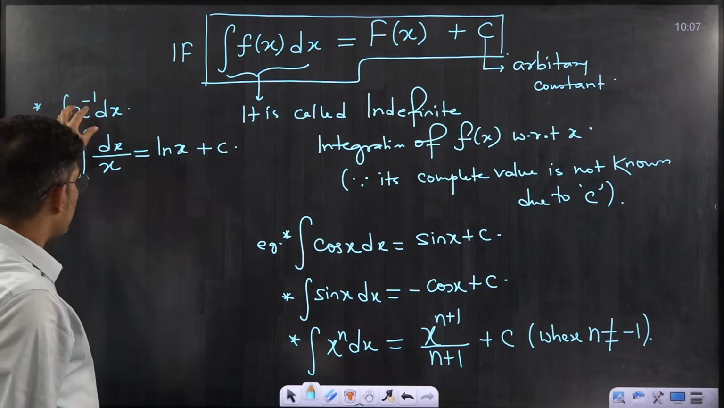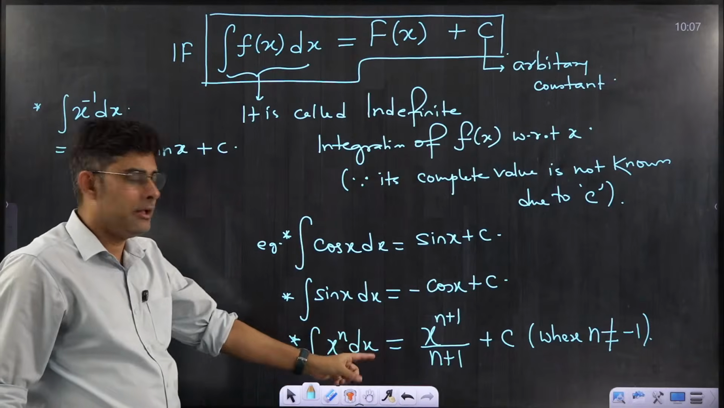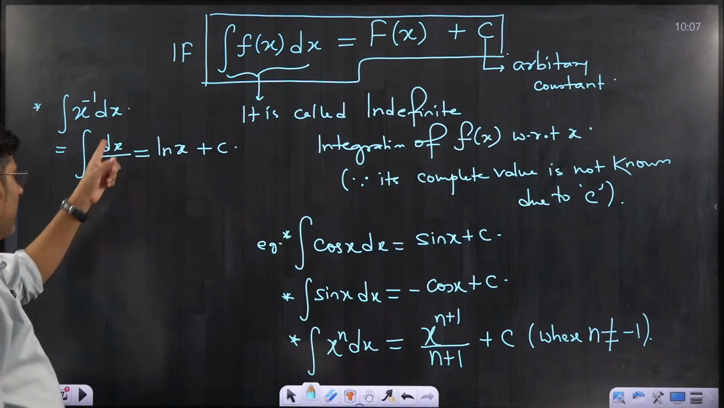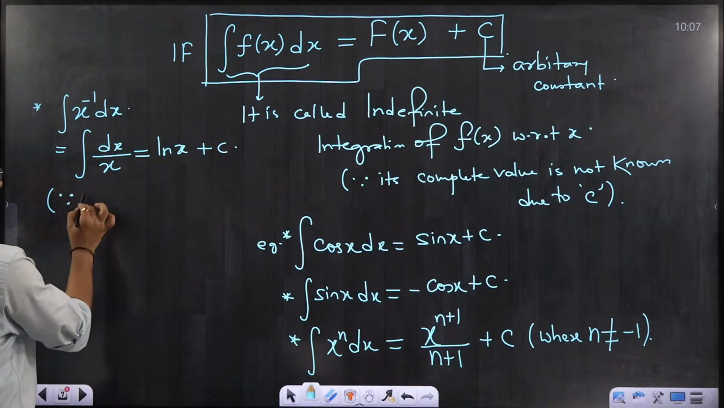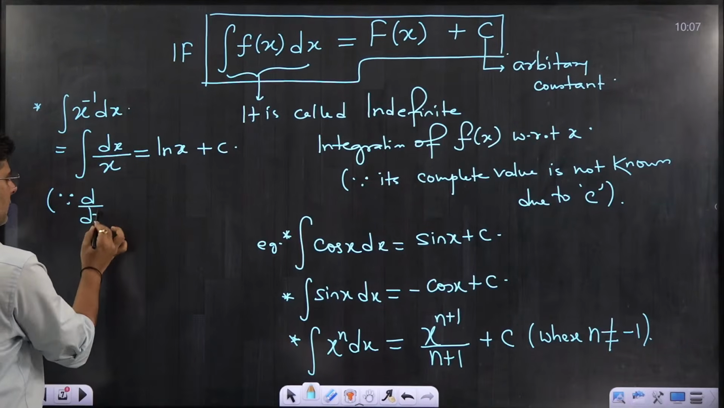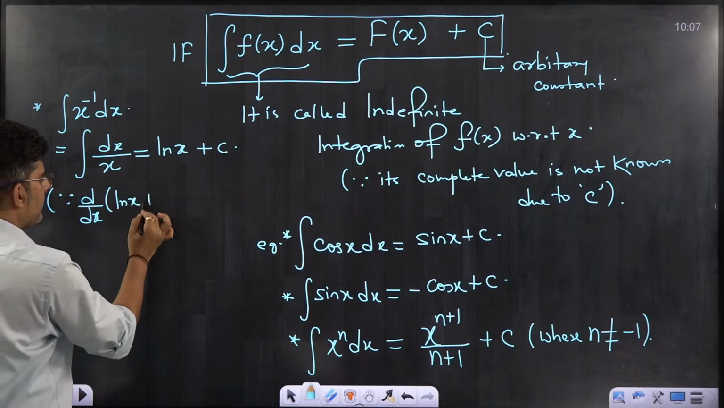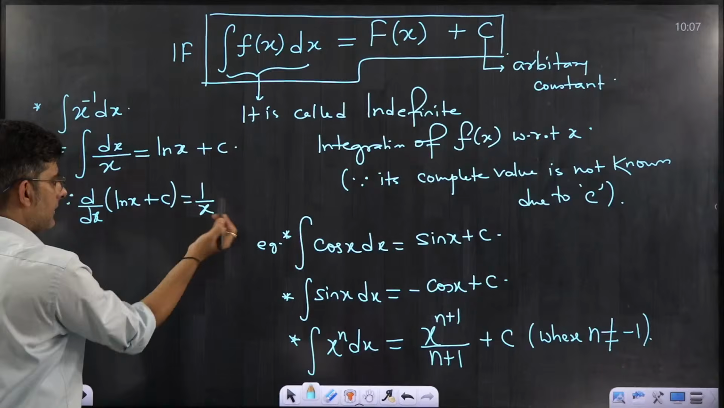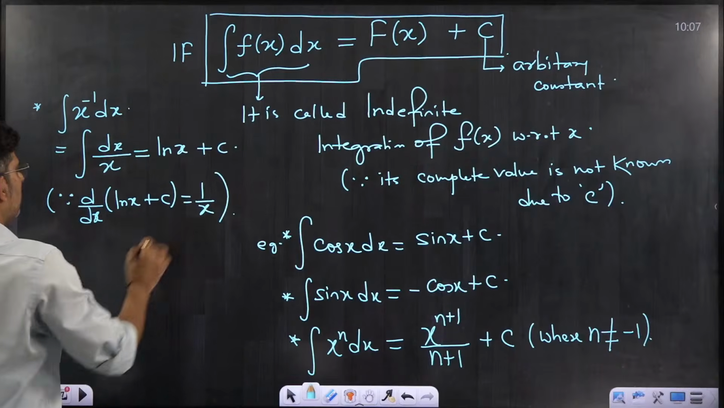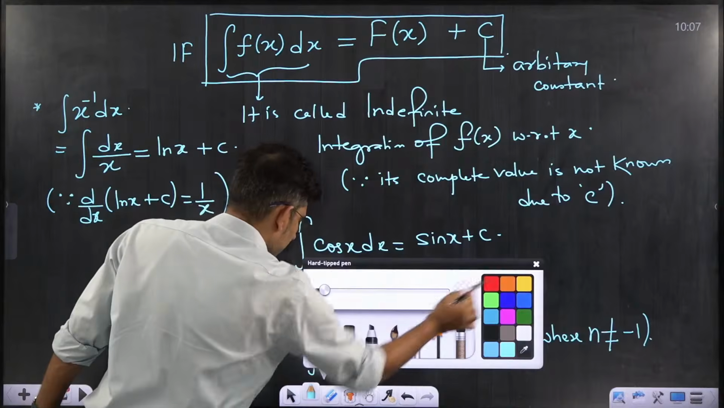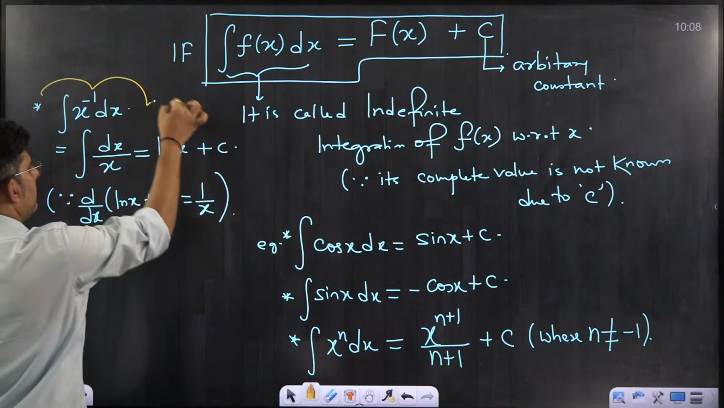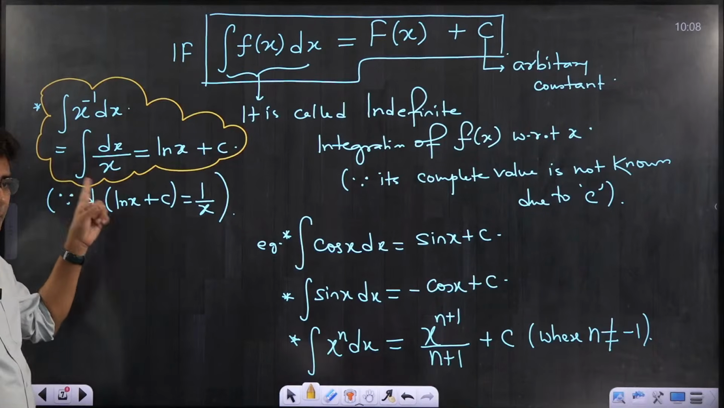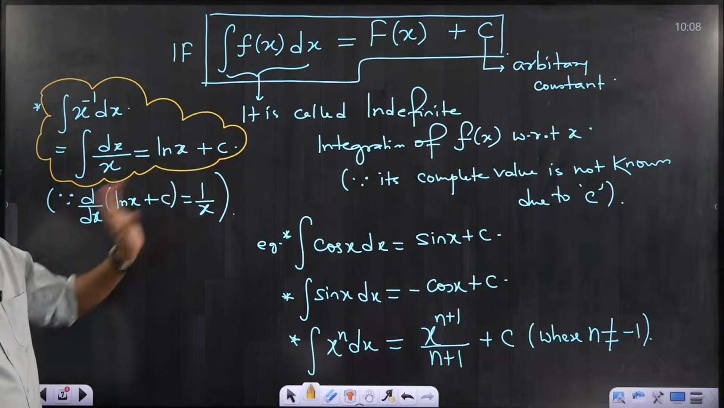So if x to the power minus 1 comes, meaning n is minus 1, you cannot use this formula. Don't say, sir, why can't we use this? You cannot. It will be this. Why? Because we know when we differentiate natural log x plus any constant, we get 1 by x. Constant differentiation is 0, so we get this. So whenever we have natural log x differentiation, we know it is 1 by x. So whenever we have integration of 1 by x, you get natural log x plus c.